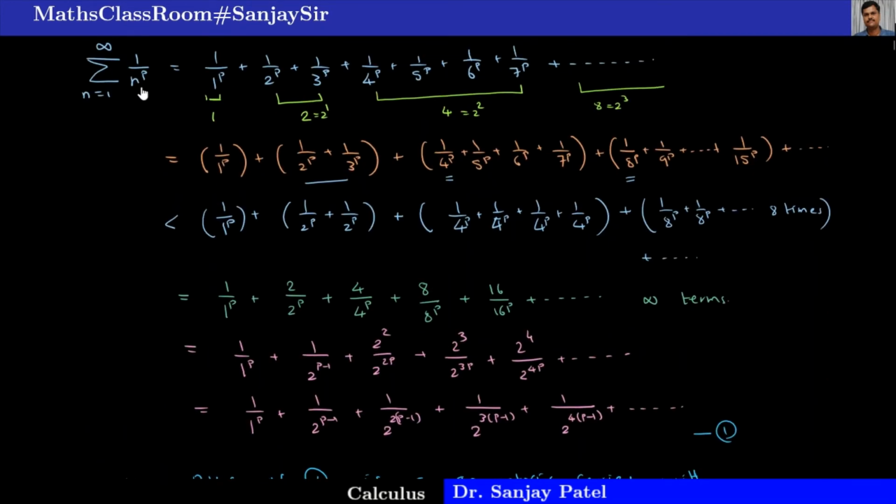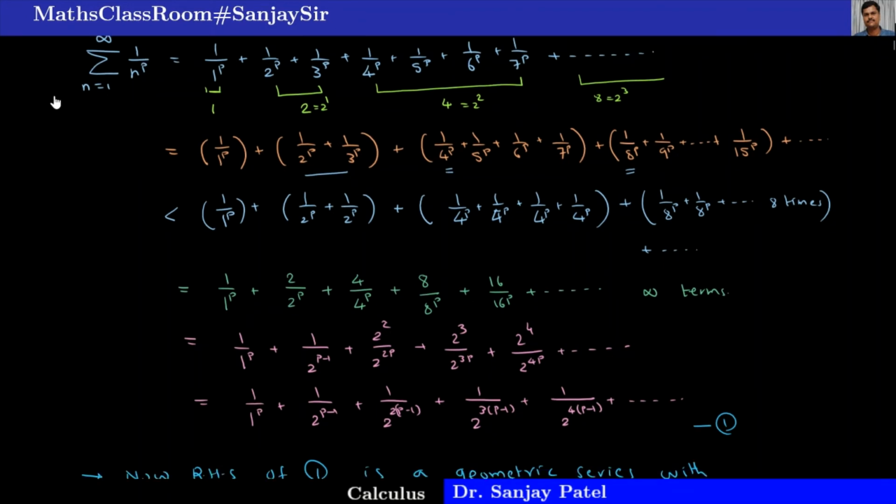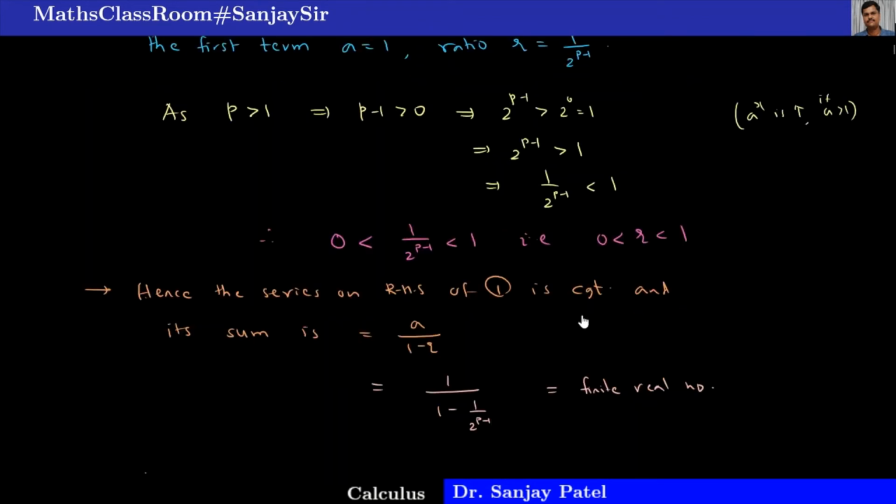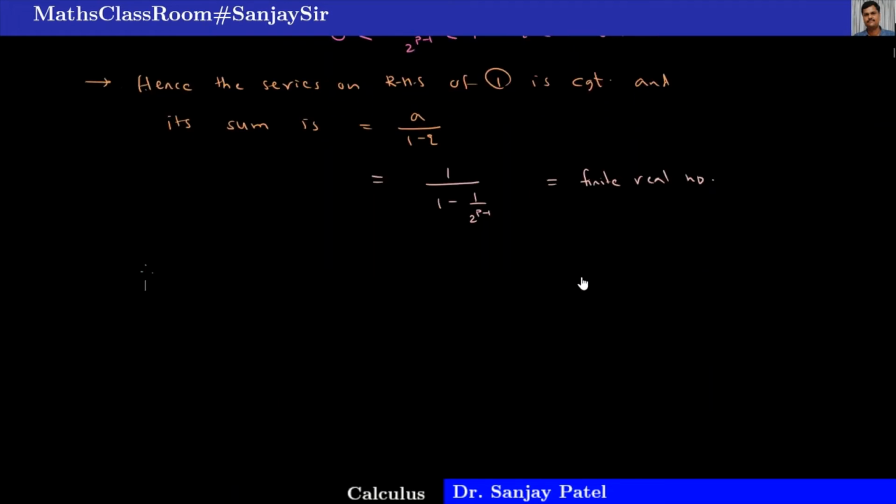And remember, this 1 upon n raised to p is positive, so it is also bounded below by 0. So I can say, therefore, sigma 1 upon n raised to p is less than 1 upon 1 raised to p plus 1 upon 2 raised to p plus 1 upon 3 raised to p and so on.